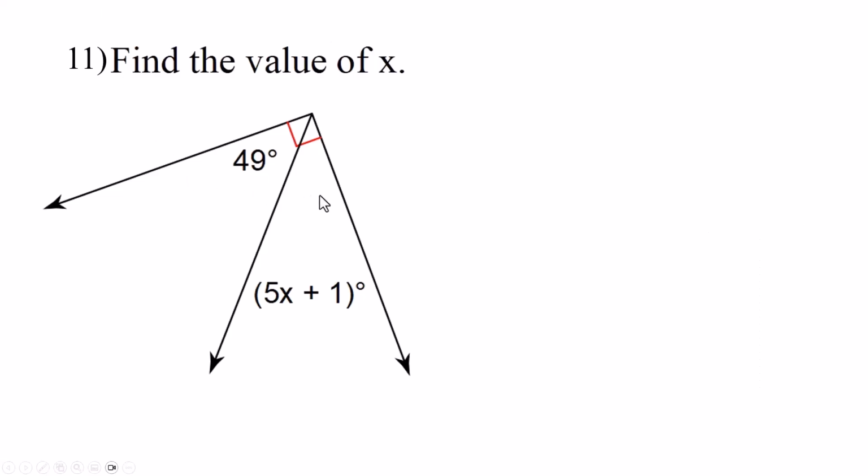These 2 angles are adjacent. They share a side. Their 90-degree mark is right here, which means they're complementary, which means they add up to 90 degrees. So I'm not going to make them equal to each other this time. I'm going to add them together and set it equal to 90 degrees.